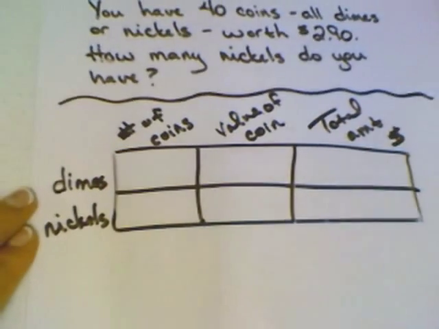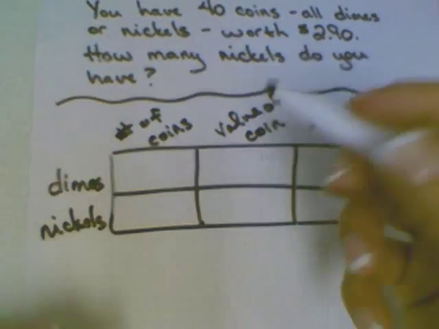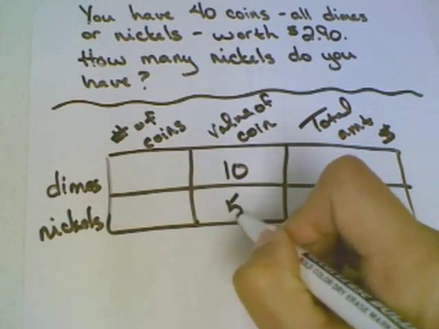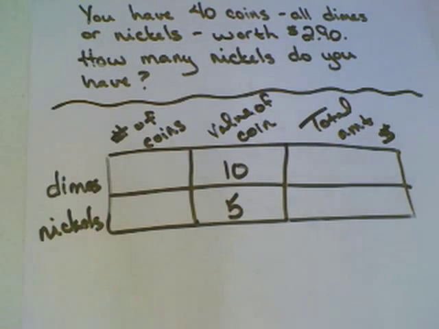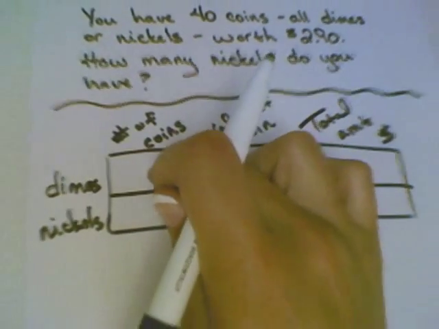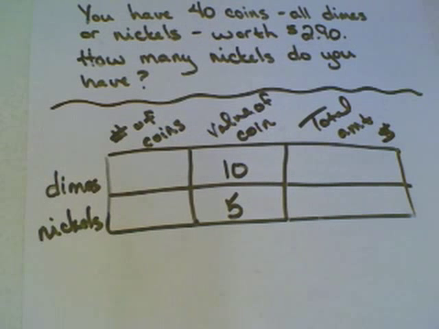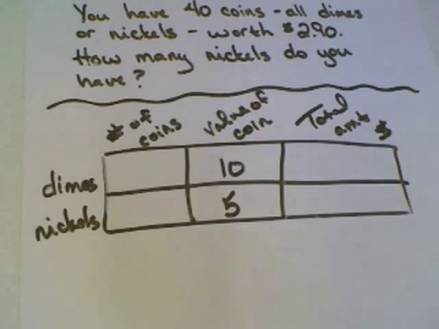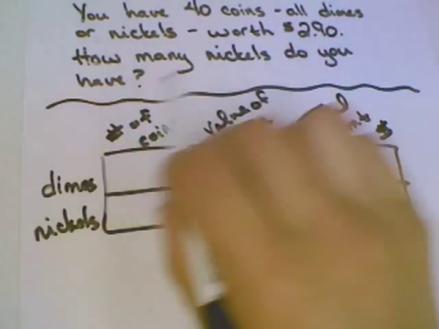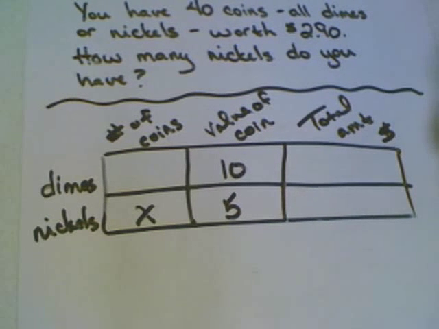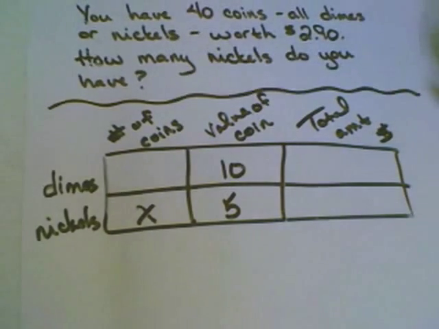There's something very obvious that I can fill in about the dimes and nickels, and that's the value. I know that dimes are worth 10 cents and nickels are worth 5 cents. The question again becomes difficult. What do I fill in for the number of coins column? Well, I want to know how many nickels I have, so that's what I'm going to put as my variable. And what I know about the nickels and dimes is they add up to 40 total coins.